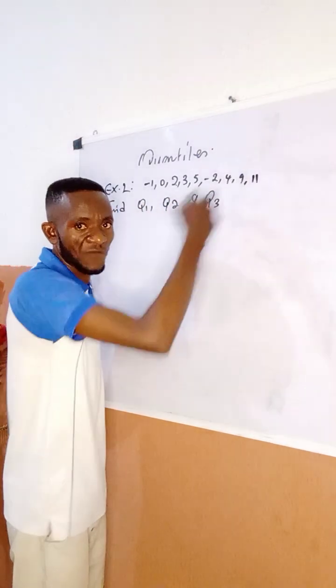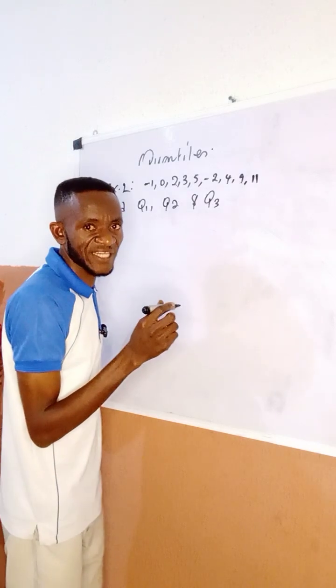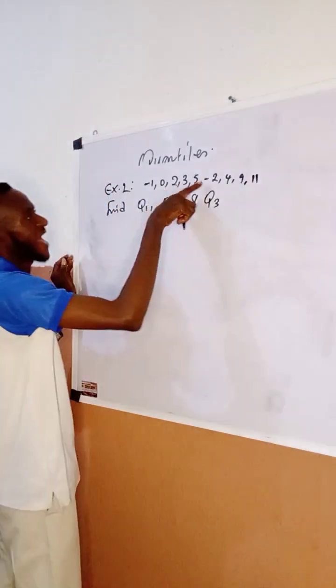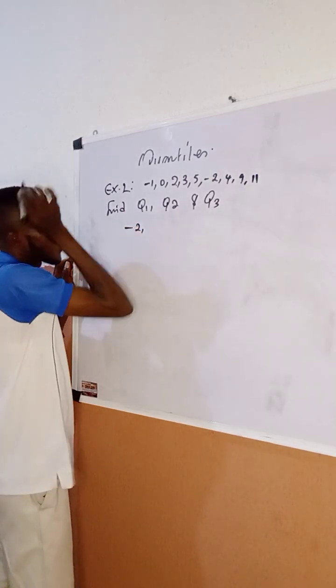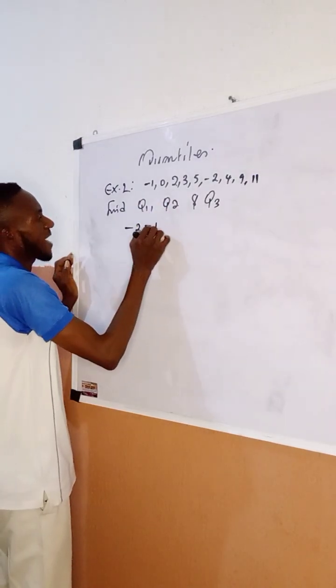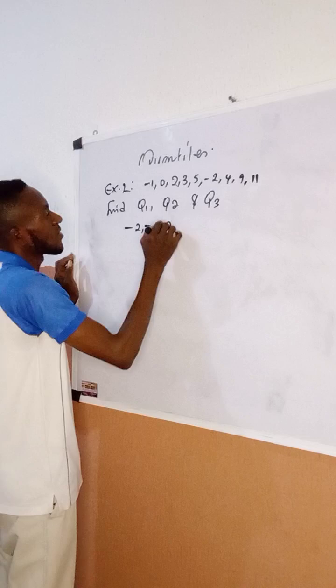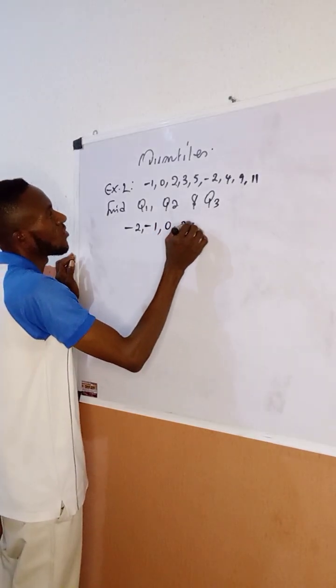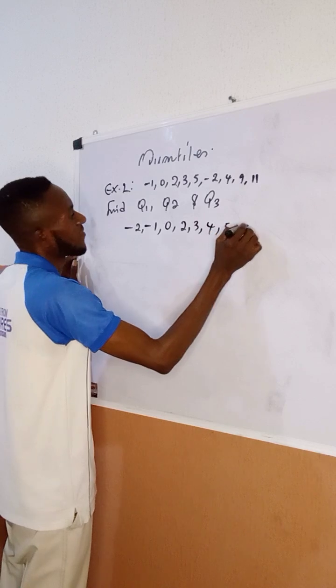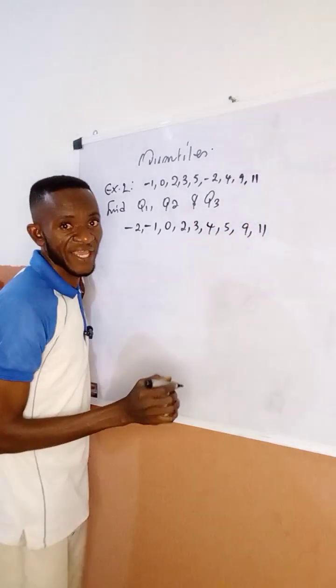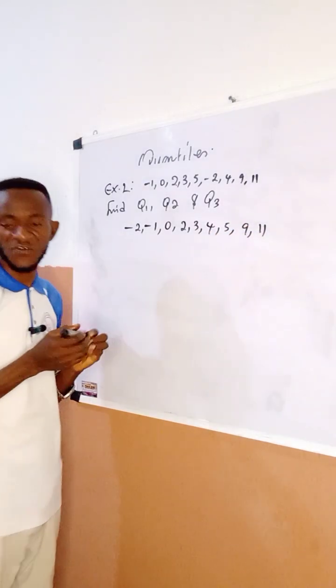And on doing this, of course, we arrange the numbers in ascending order of their values. The least number here is minus 2. So I have minus 2, followed by minus 1, then followed by 0, followed by 2, followed by 3, followed by 4, followed by 5, followed by 9, and followed by 11. So that's what we have over there.